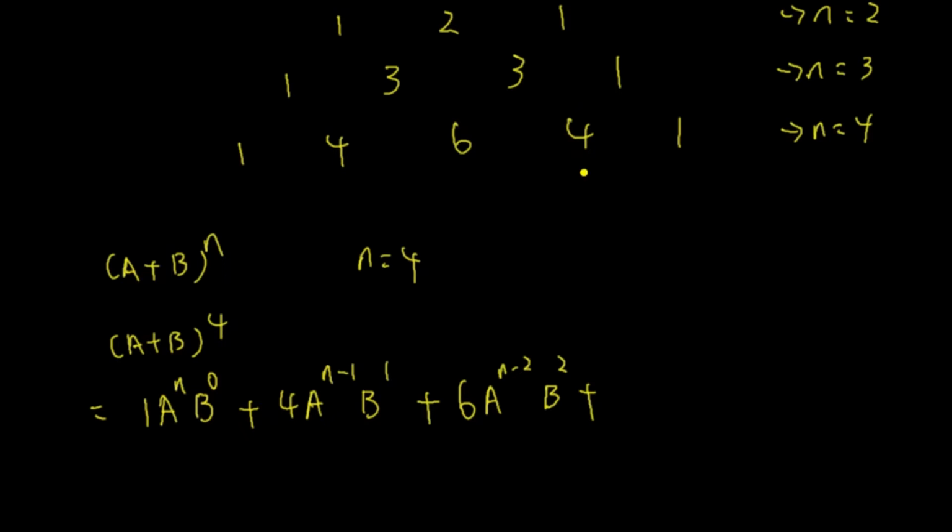Plus the fourth term, the coefficient is 4. 4 times a to the power of n minus 3 times b cubed. Plus the fifth term, the coefficient is 1. So 1 times a to the power of n minus 4 times b to the 4.